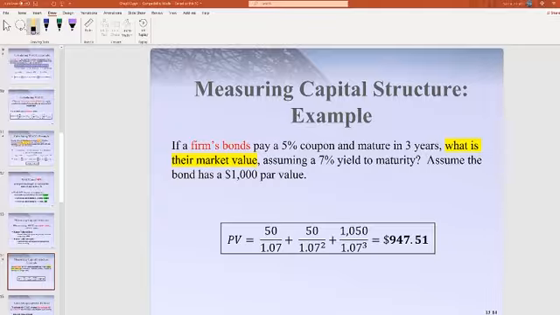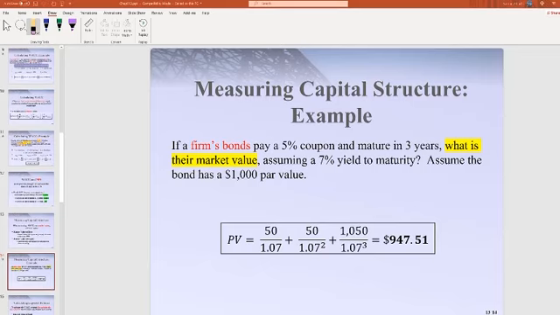Then you will receive another 50 in year 2. The first one is in year 1, the second one will be year 2, the third one will be year 3. Then remember, in year 3 you will also receive the par value. So this is how the bond works. You receive a coupon each year, then in the last year you receive the coupon plus the principal, which is the face value. So we have it here.